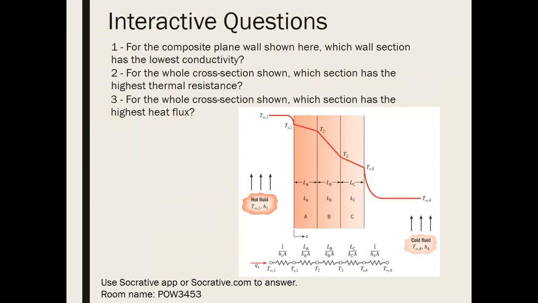All right, before we end this lecture, let's do some interactive questions. So we're going to be looking at that same system. You have a hot fluid on the left-hand side, a cold fluid on the right-hand side, and let's look at question number 1. We're actually given the temperature profile. So you have convection here and conduction through each of these walls, and then convection on that right side. Just looking at the walls themselves, so wall A, B, and C, which wall section has the lowest conductivity? This is question 1.